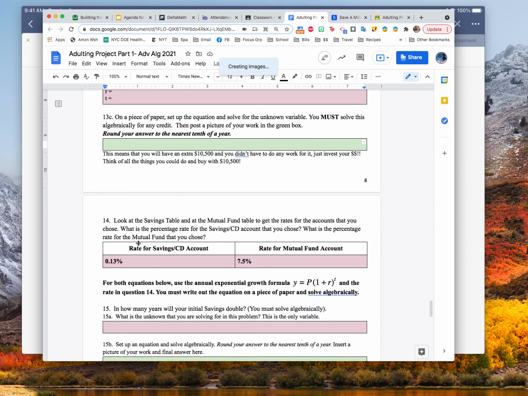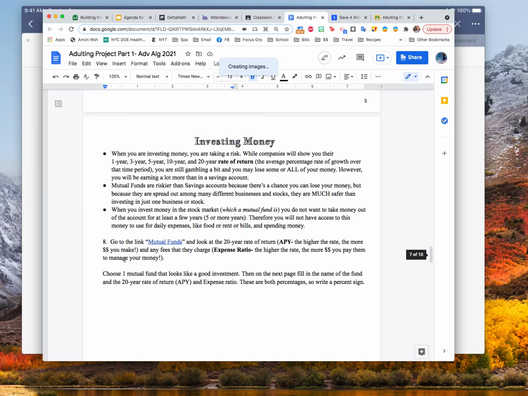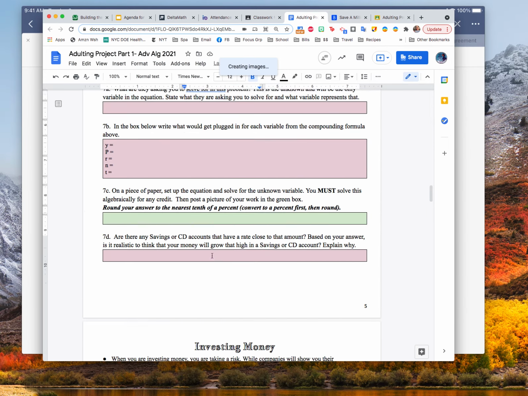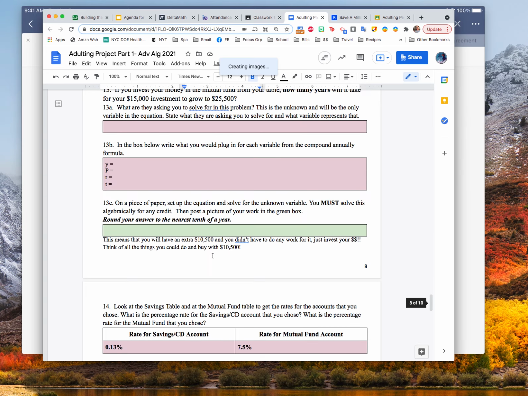Now, question 14, you're just finding the rate from the CD account. So just go on up to your savings table. Okay, sorry, from the savings. So look at savings. What was the rate? See how it says rate right here? Whatever percentage you have here, that's what you're writing in question 14.